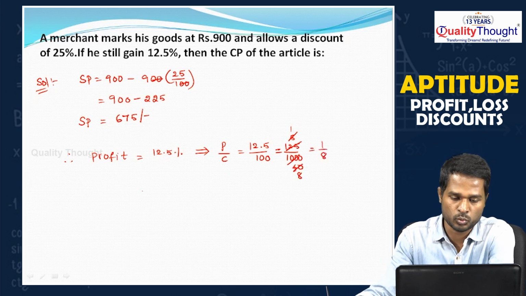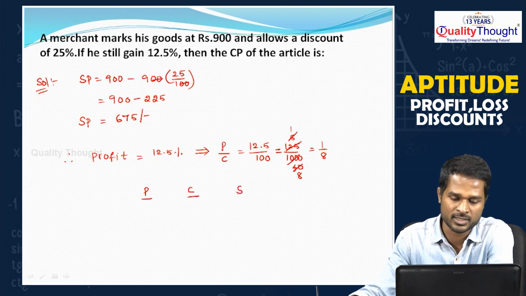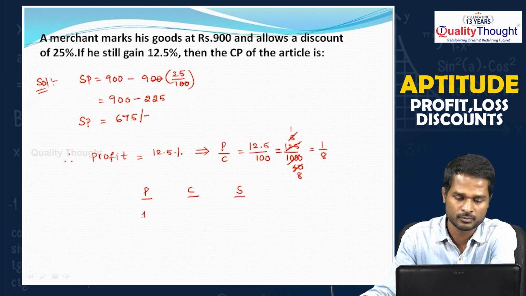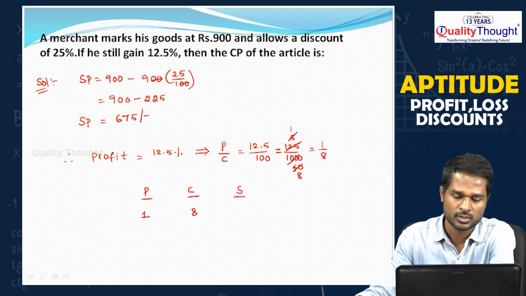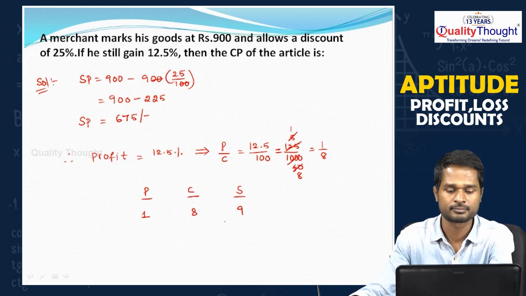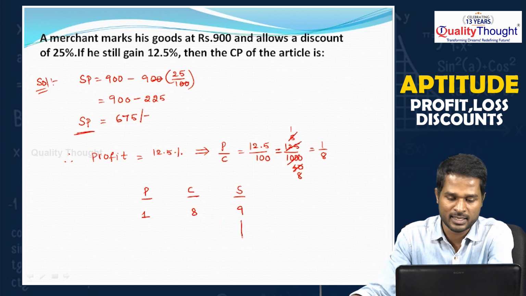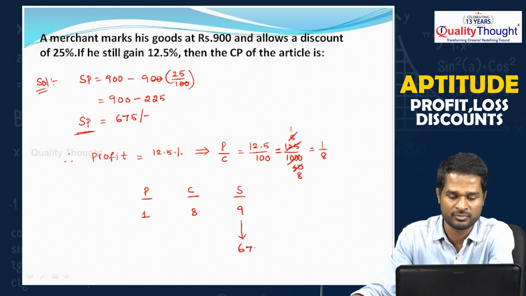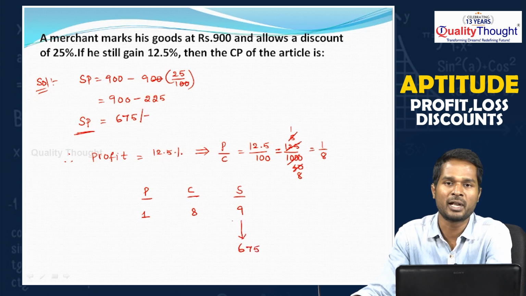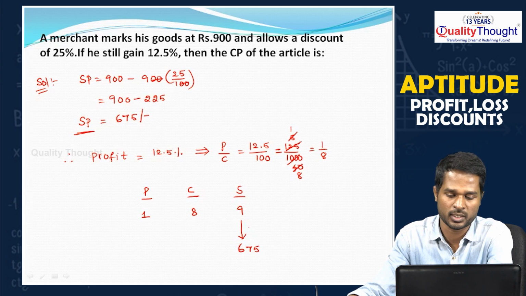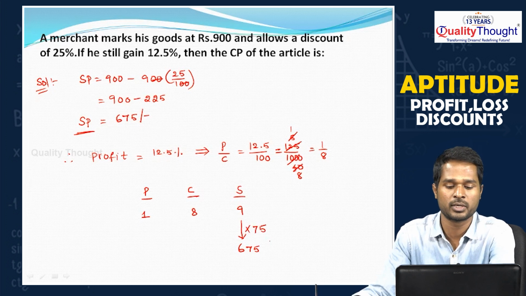Now, let us write profit, cost price and selling price. So, profit is 1, cost price is 8. To get 1 as the profit, it should be sold at 9. But as per the solution we calculated here, the selling price is 675. So, 9 should be multiplied with something to get 675. 9 7s are 63, 9 5s are 45. So, 9 is multiplied with 75 to get 675.